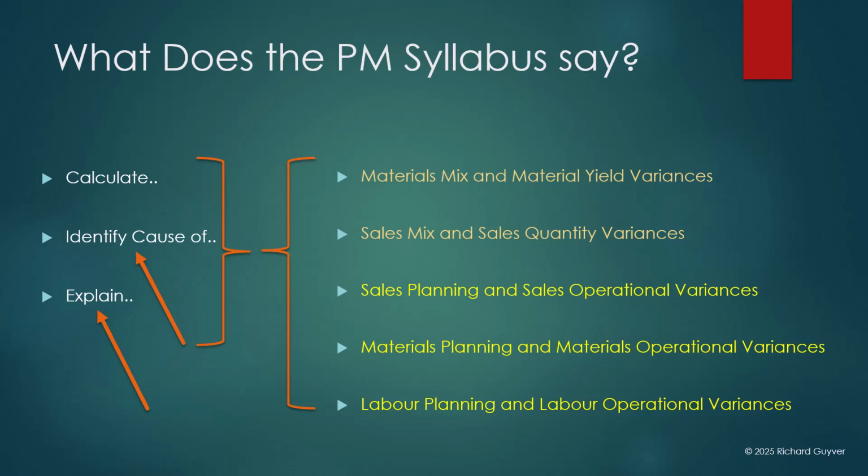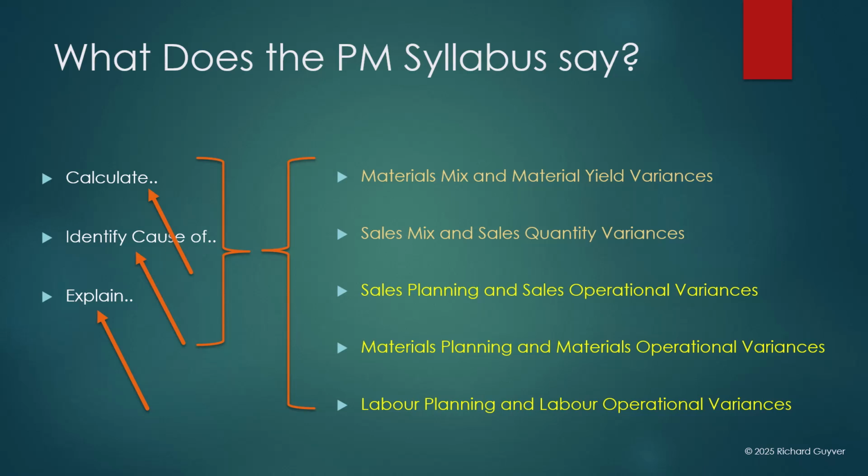Likewise, if you can identify the cause of a sales mix variance, you can probably also identify the cause of a materials mix variance. We can apply the same process, the same thinking in order to answer those questions. And finally, if you can calculate a materials mix and materials yield variance, you should be able to do a sales mix and a sales quantity variance, and so on.